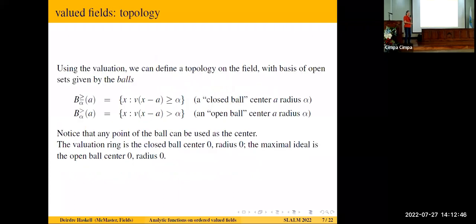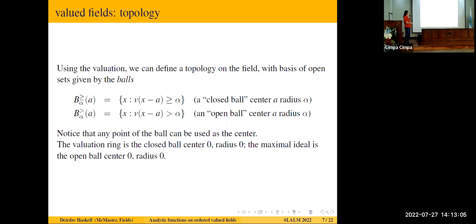So with a valuation, we also get a topology on the field. We choose as the basis of open sets the set of elements x for which the valuation of x minus a is greater than or equal to alpha. We call this a closed ball, closed just because of the weak inequality here.